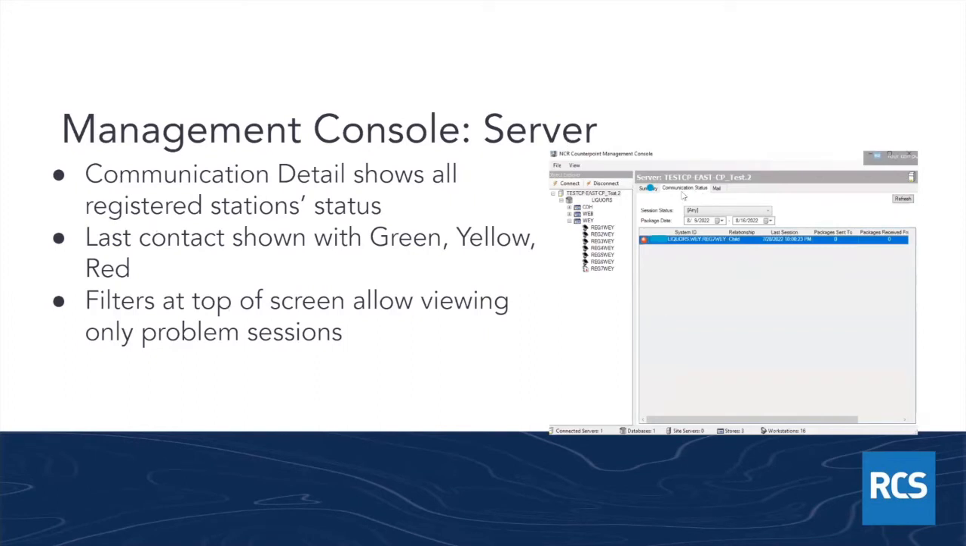Under the second tab, communications status, this will show a list of all offline workstations. It will show current sync status using a colored icon on the left. If that icon is red, it has been at least 15 minutes since that register communicated with the server. If that icon is yellow, it means it's been between 10 and 15 minutes. And if it's green, it means it's been under 15 minutes.